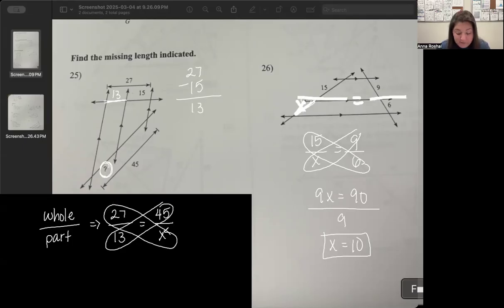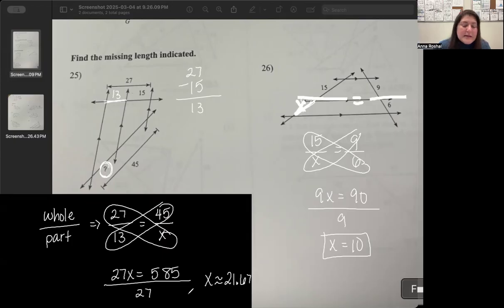If you can simplify, definitely go ahead and do that. In this case, it's only possible to simplify this way. So I'm just going to leave it as 27x equals 585, and I'm going to divide by 27 on both sides. And I'm going to get x is about 21.67 because it's 0.66666 forever. And so we're just going to say it's about.